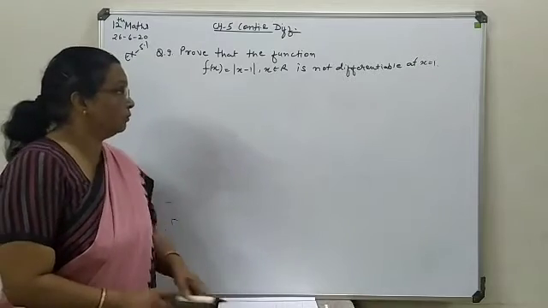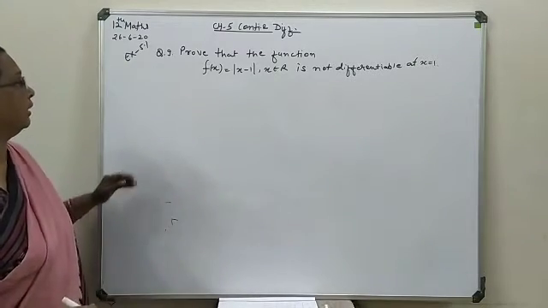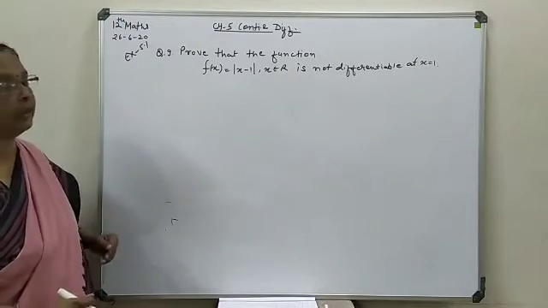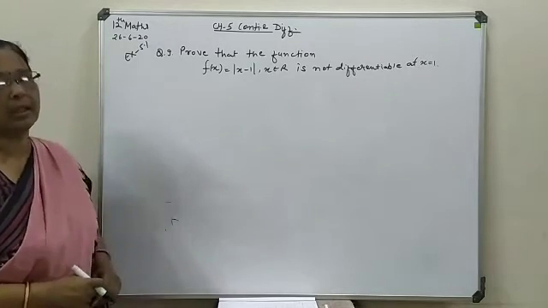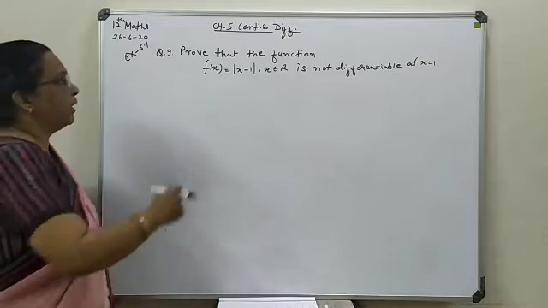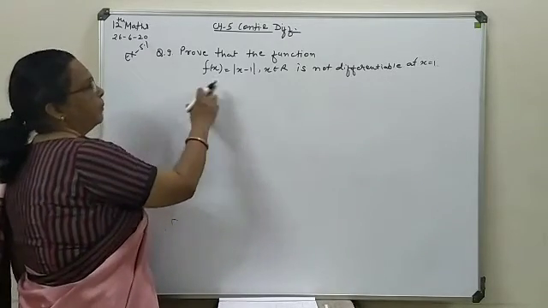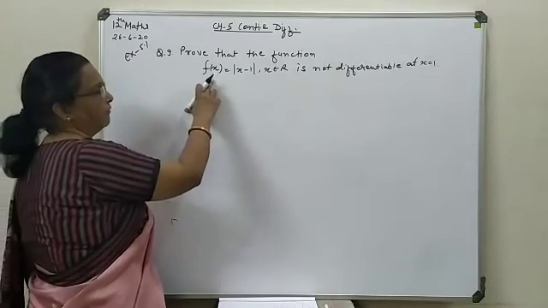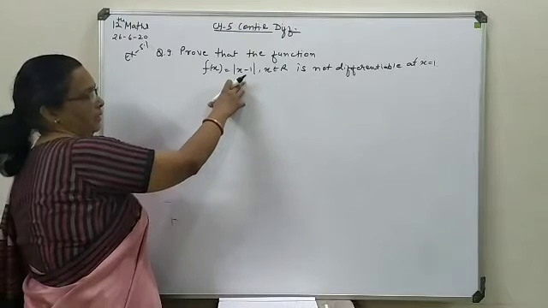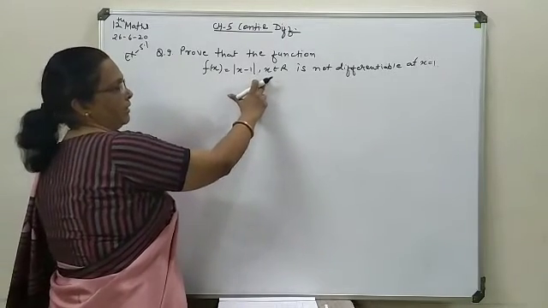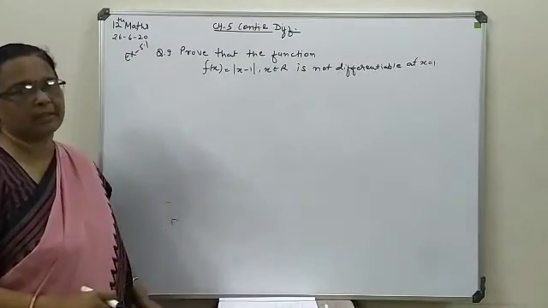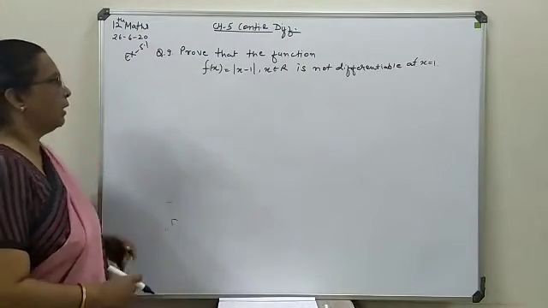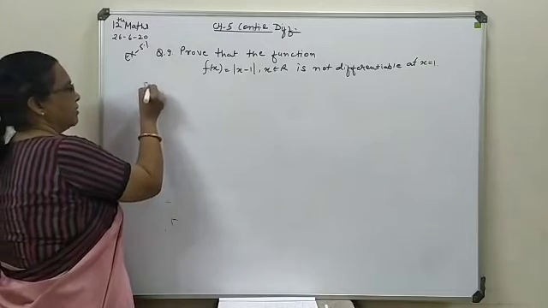Okay, so here the question is available, exercise 5.1, questions number 9 and 10 are both of the same category. Here I am going to attempt question number 9. The question is: prove that the function f(x) = modulus of x minus 1, for all values of x which belong to R, is not differentiable at x equal to 1. So let's start with the basic condition here.